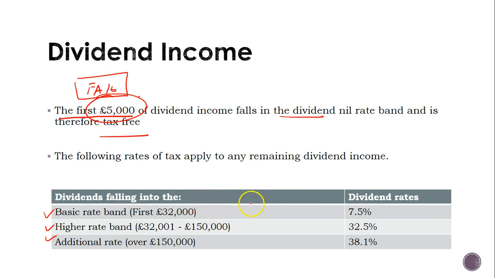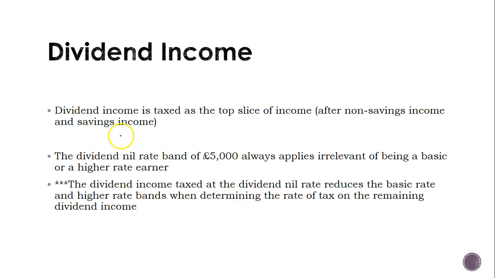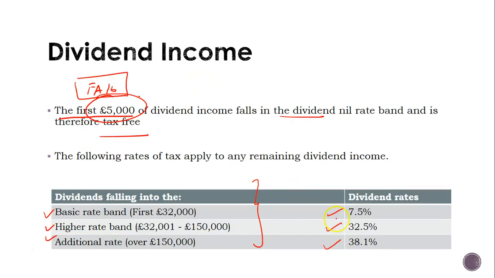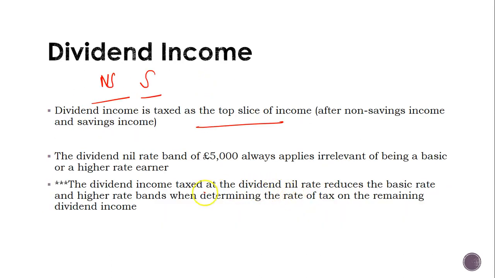Then the dividends fall into these brackets that we see over here. If it falls in the first 32,000, it's 7.5%. If it falls in the higher band here, it's 32.5%, and above that, it's 38.1%. Remember, dividend income is taxed as the top slice of income. In the same way as with savings income, we deal with non-savings first, then savings, and whatever's left in that band will be taxed at these rates. We'll see an example in a second.